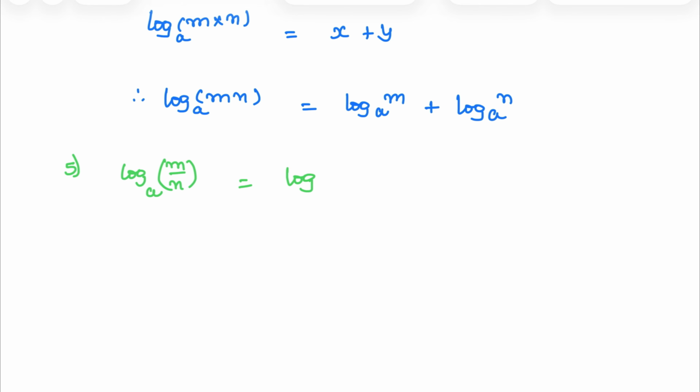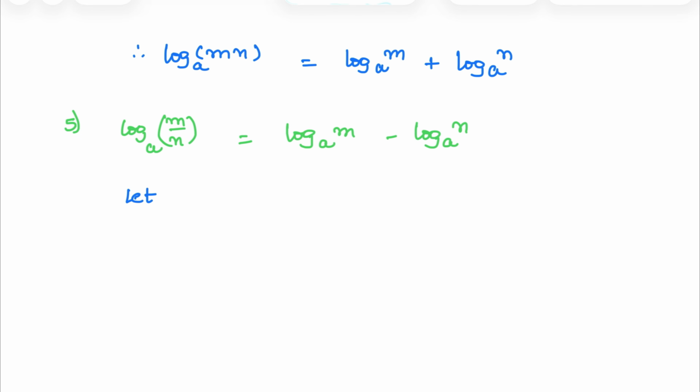See the fifth one. Log m by n base a equals log m base a minus log n base a. Let log m base a equal x. Therefore, a power of x equals m. Log n base a equals y. A power of y equals n.